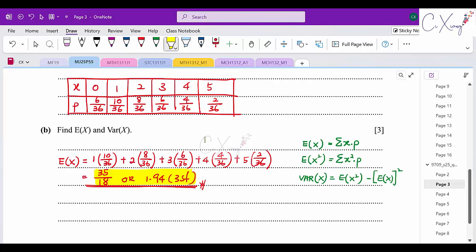Yeah, then let's continue to the next one. Before I find the variance of x, I have to find E(x squared) first. So for E(x squared), it is x squared multiplied with the p. That means 1 is the x, right? You square it first, multiply with the probability 10 over 36. Repeat the same process for every single value of the x. So 2 squared multiplied with 8 over 36, and so on.